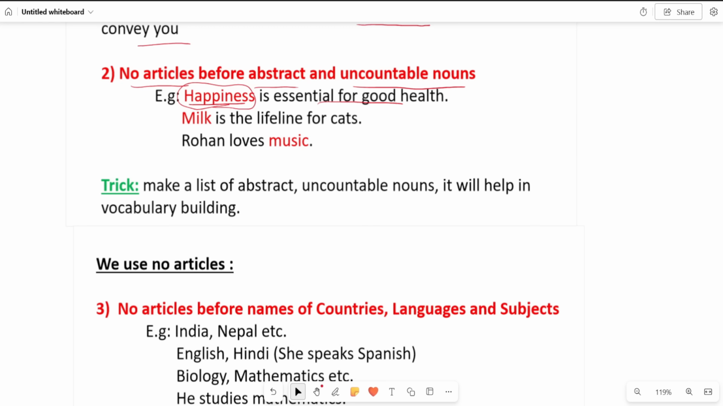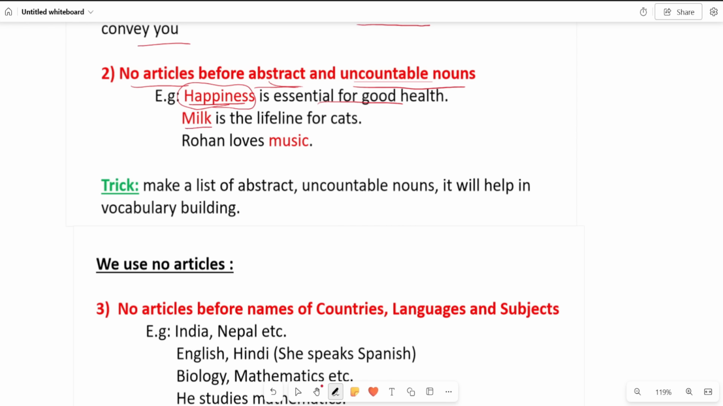So that's the reason at that time we can't say the person is in pain. No, not at all. That crying is because he is expressing his emotion very deeply, isn't it? So that's the reason these are all abstract things, isn't it? These are all abstract ideas. So we don't use any article before abstract and uncountable nouns.